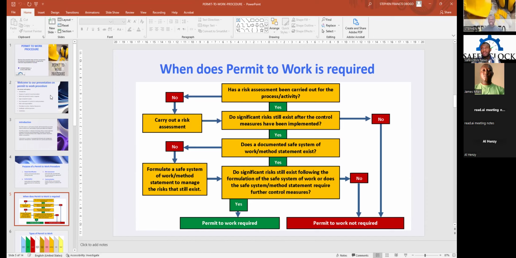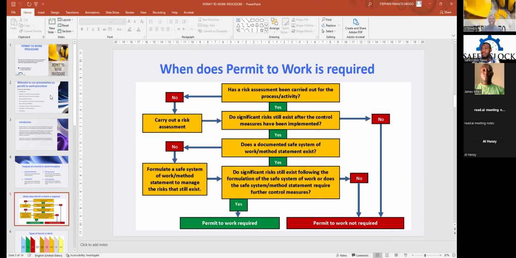If they still exist, then what you do is introduce what we call the permit to work system. But if there is no risk involved in such an activity, then there is no need. Permit to work is not required at that point.